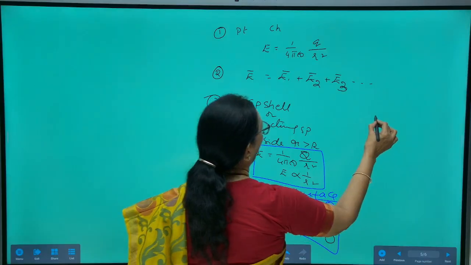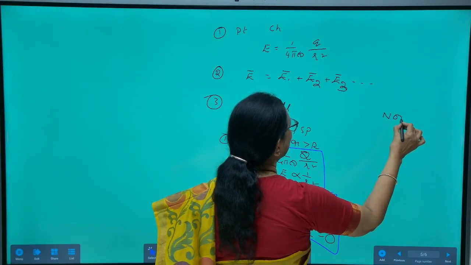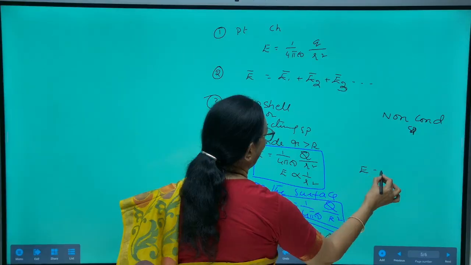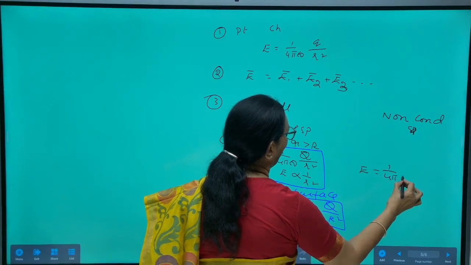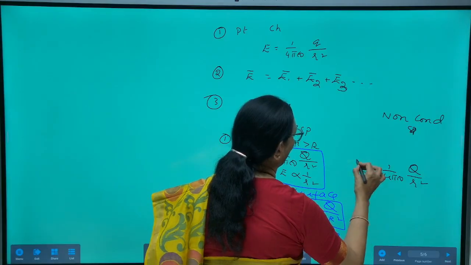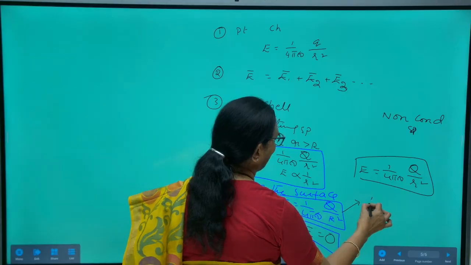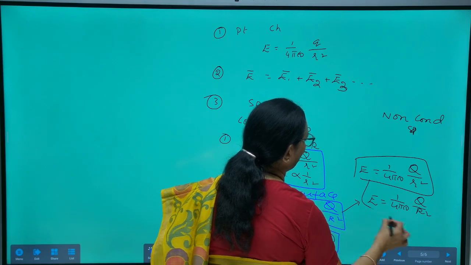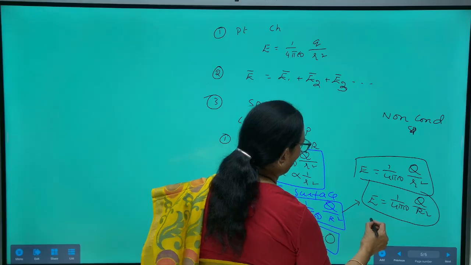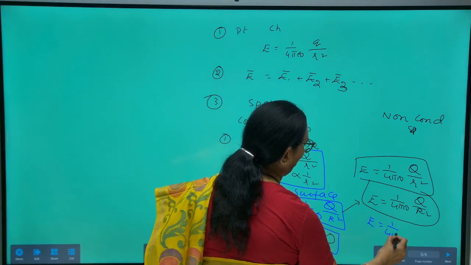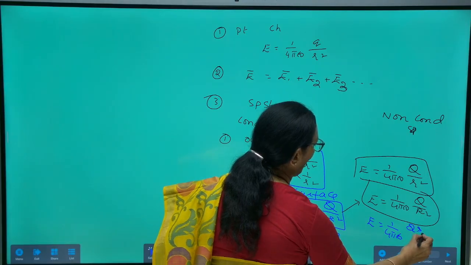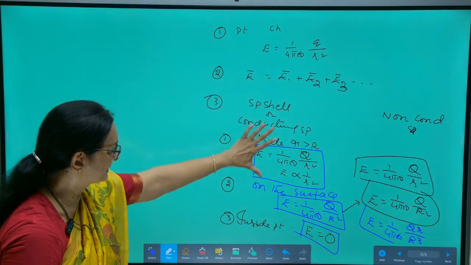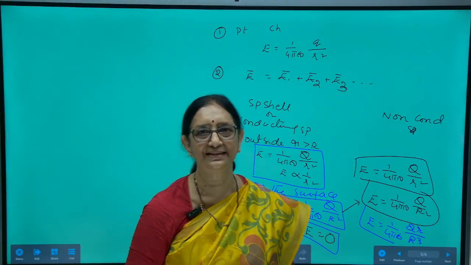If you go to a non-conducting sphere, at any outside point, same, 1 by 4 pi epsilon naught Q by r square. On the surface, same, 1 by 4 pi epsilon naught Q by capital R square. At any inside point, it is 1 by 4 pi epsilon naught Q small r by R cube. Okay, so these things we have discussed in today's class.